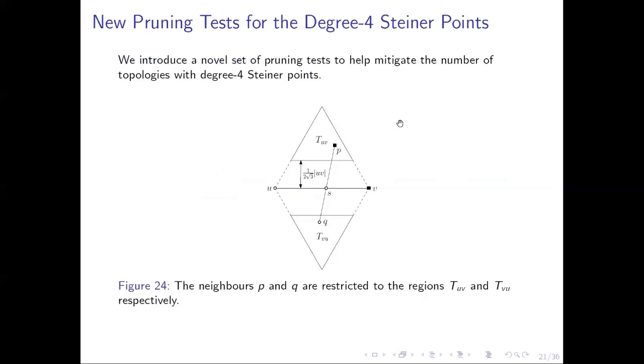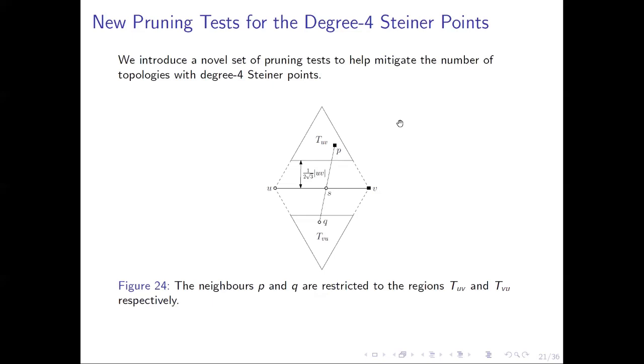Okay, so the k-Steiner algorithm already has these degree 3 Steiner points and has a bunch of pruning tests that help you deal with these degree 3 Steiner points. But for our problem, we also need to deal with these degree 4 Steiner points. So one of our main aims was to introduce a set of pruning tests that help you deal with these degree 4 Steiner points. And I'll go through probably the most fundamental pruning test that we've developed. So I'll do a little bit of explanation.